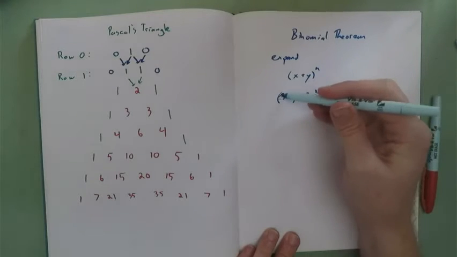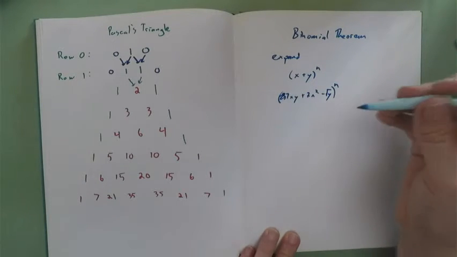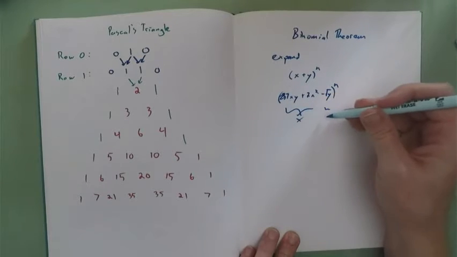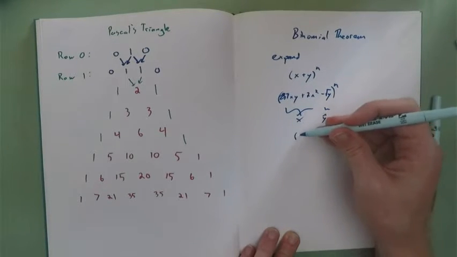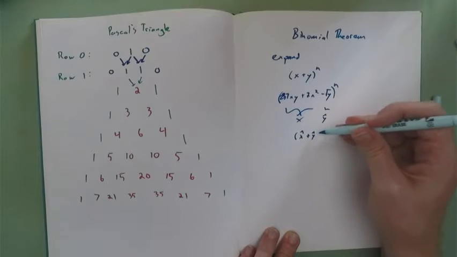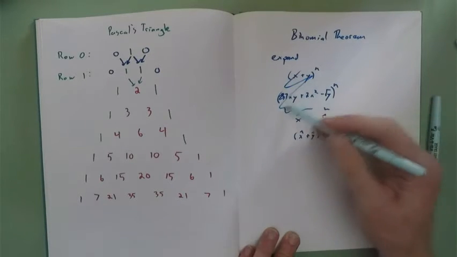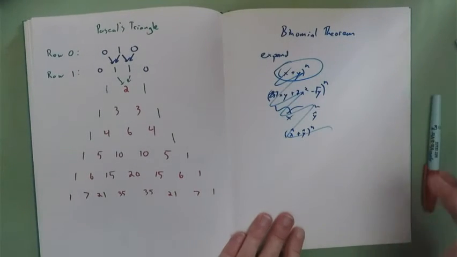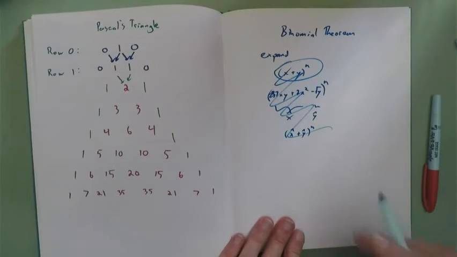Now, this is a mess, so it would be much easier to say something like, we're going to call this x hat, and this will be y hat, and we'll figure out for x hat plus y hat to the power of n. We're not going to worry about that. We're just thinking really in these simple terms, x plus y to the power of n.